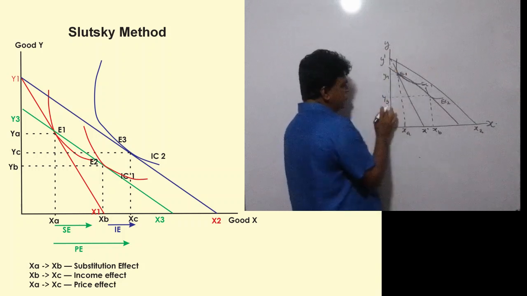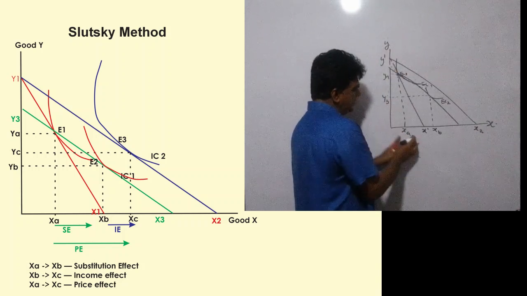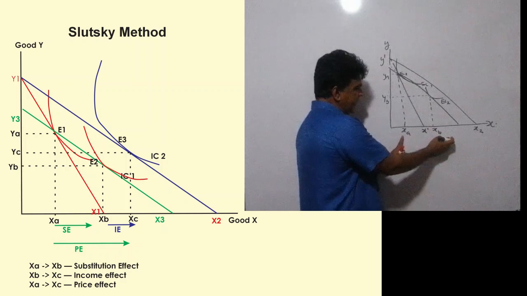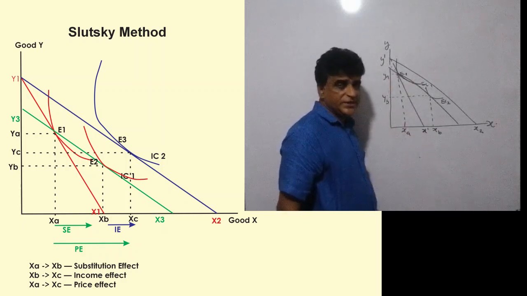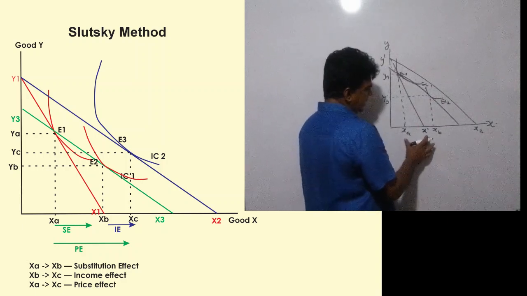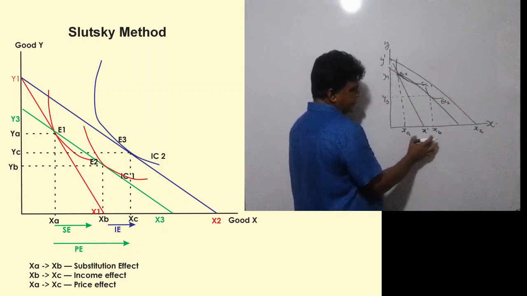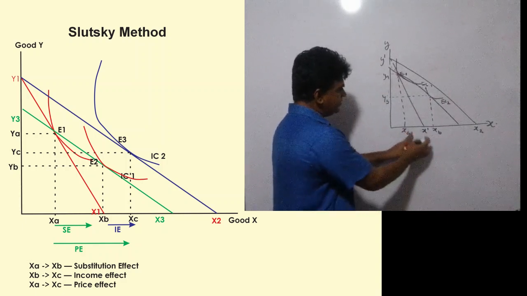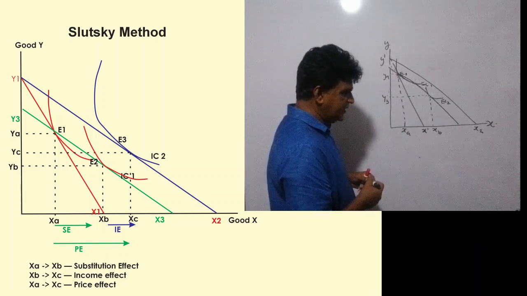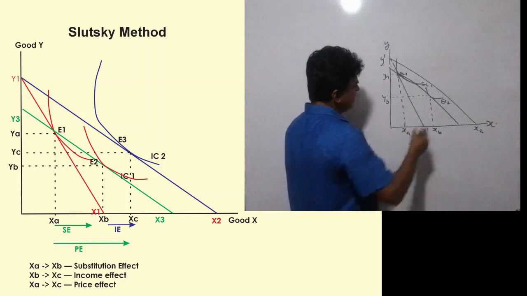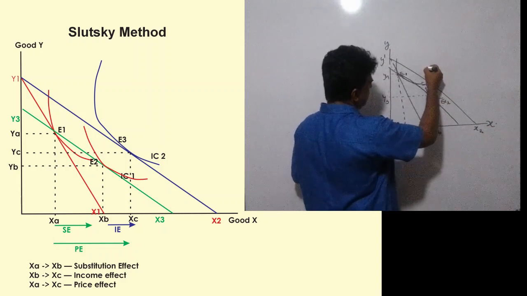Now YA to YB units are given up to increase XA to XB. This is the sacrifice. This is the increased amount of goods, right? Consumption has increased from XA to XB. This is the substitution effect. Now the income effect.